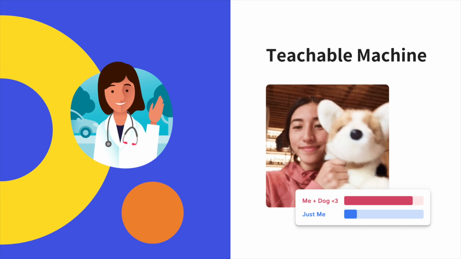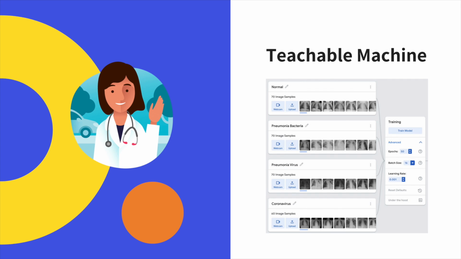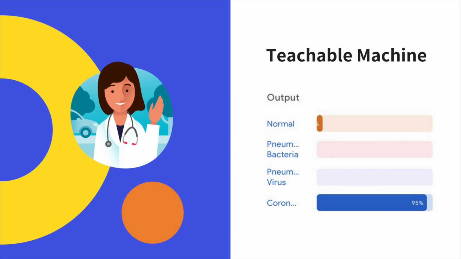It's essentially a code-free machine learning tool for training your own models all within your web browser. It's free, super easy. Just load up your images, set the parameters, click train, and then you get this really nice graphical user interface output.